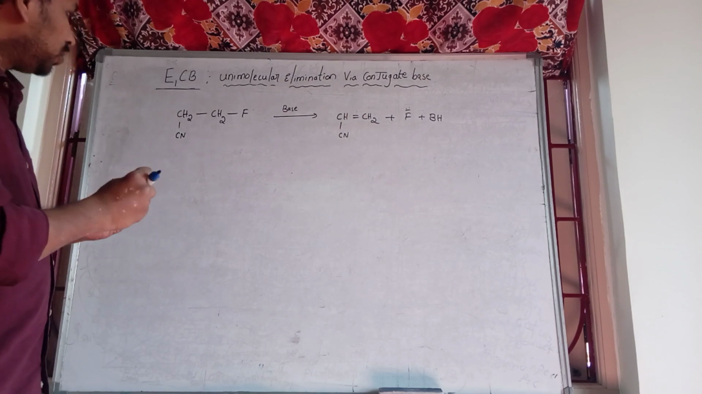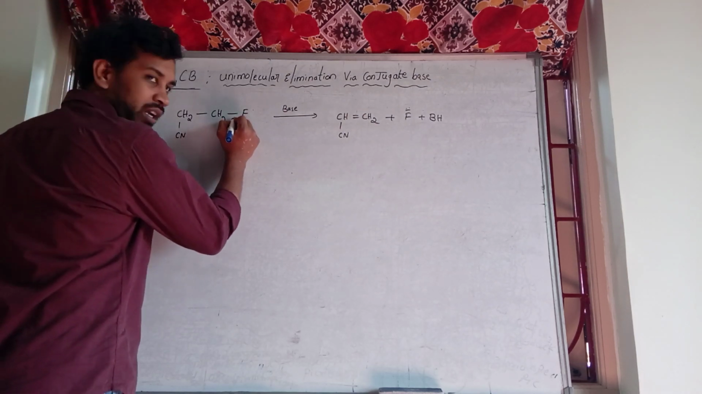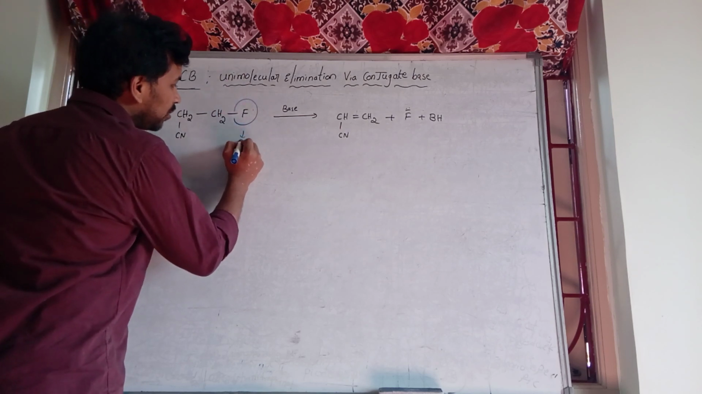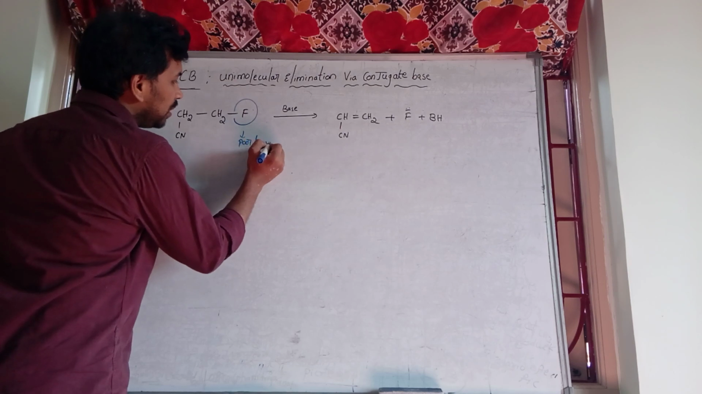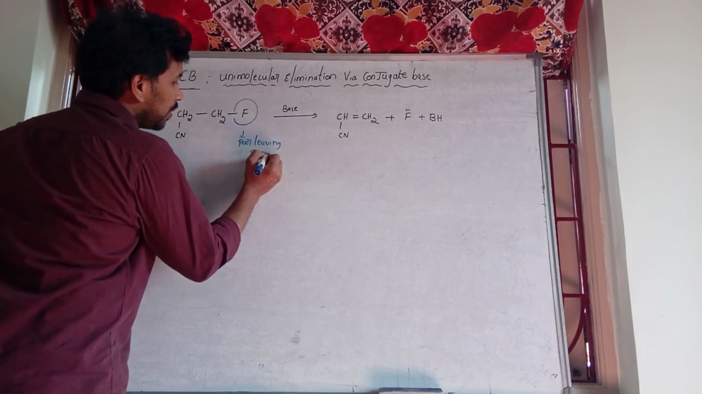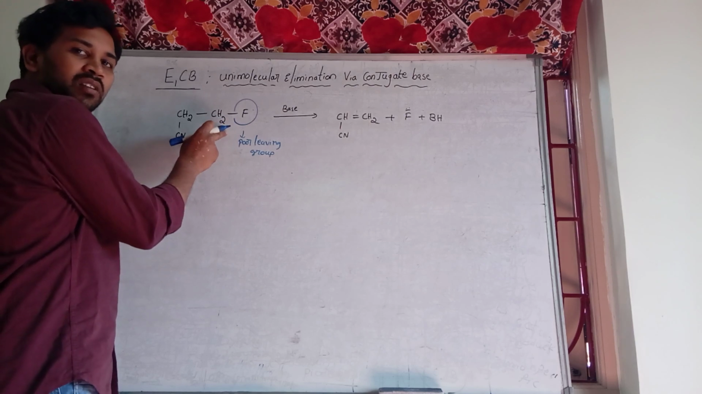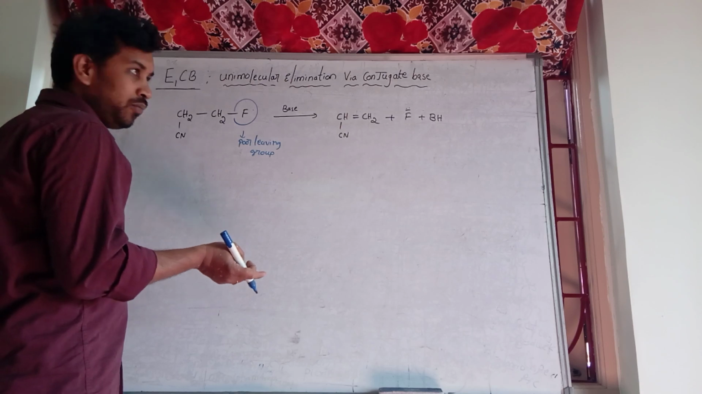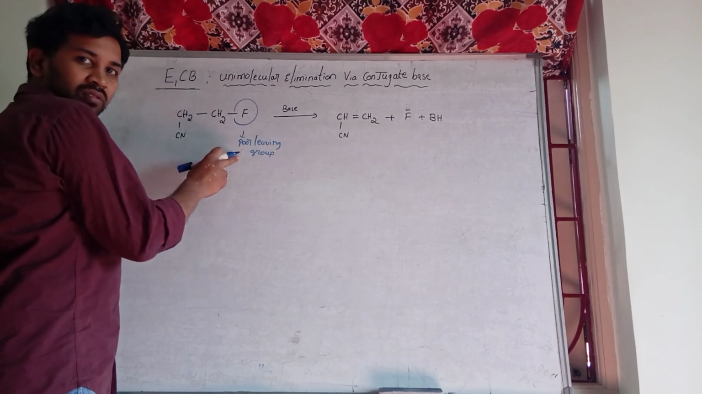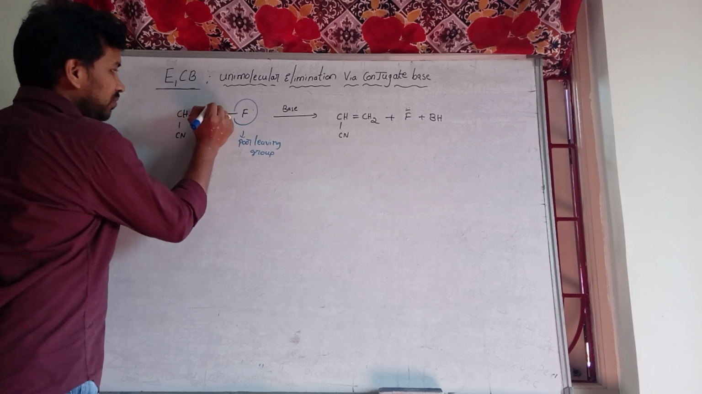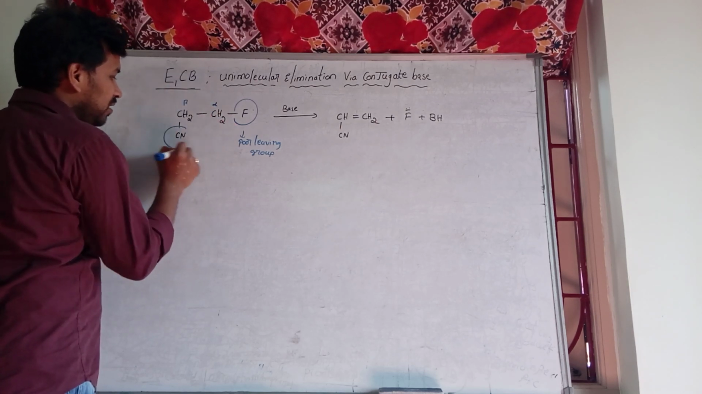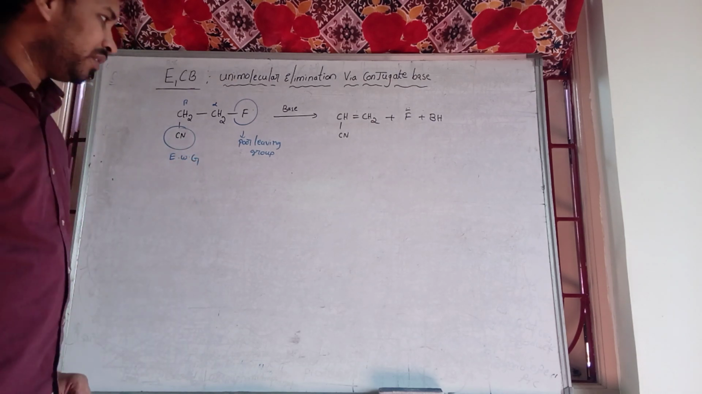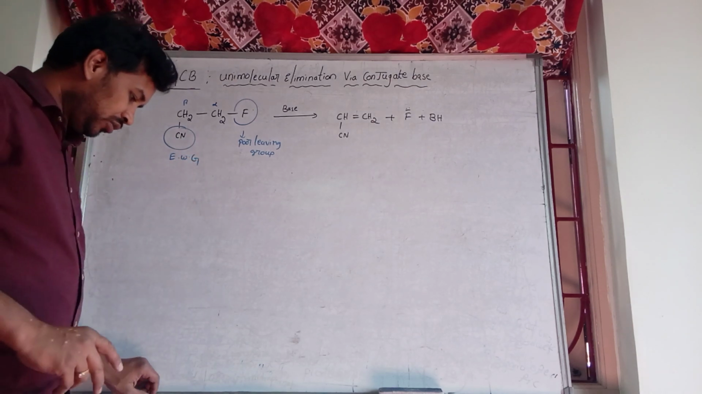So here two things mainly you observe. One is the fluorine. Why did I take fluorine? Because compulsorily the leaving group should be a poor leaving group. If you take iodine or bromine, those are very good leaving groups, but fluorine is a very poor leaving group. For E1CB, a poor leaving group should be there. And one more thing is the alpha and beta carbon should contain an electron withdrawing group.